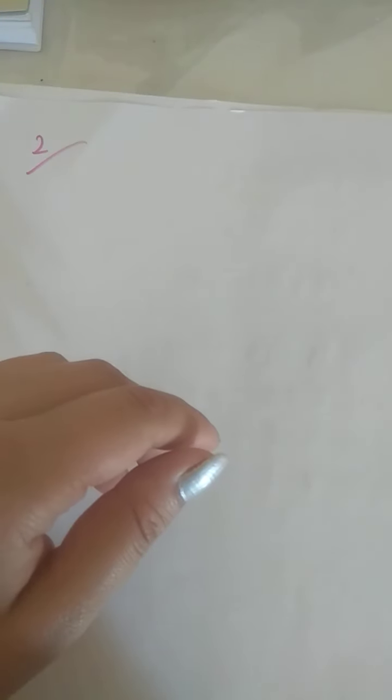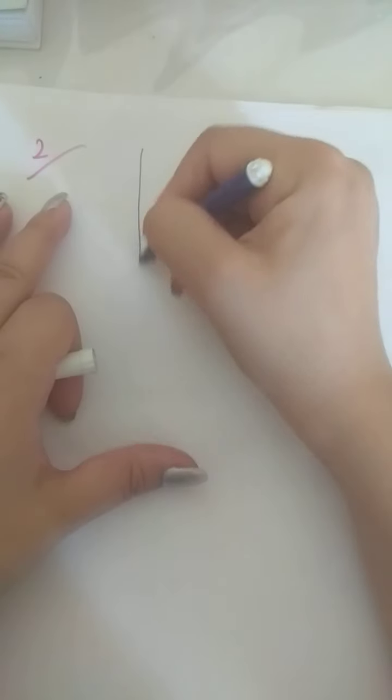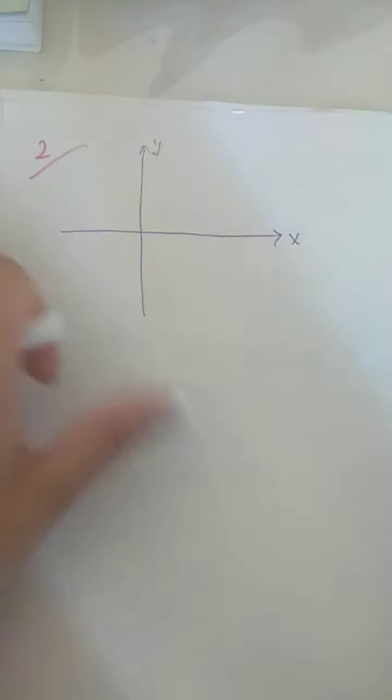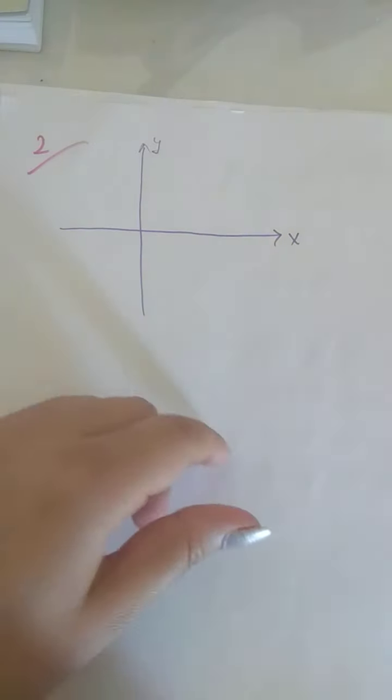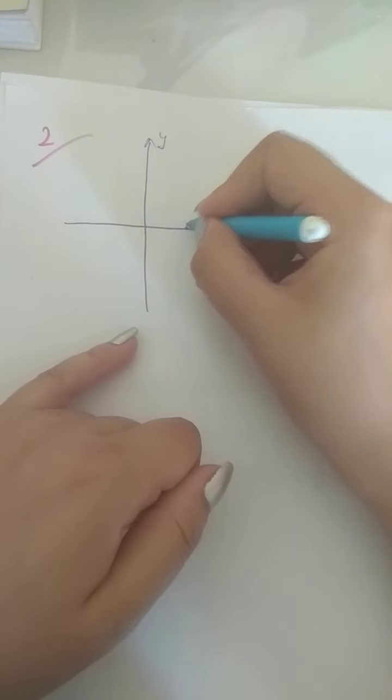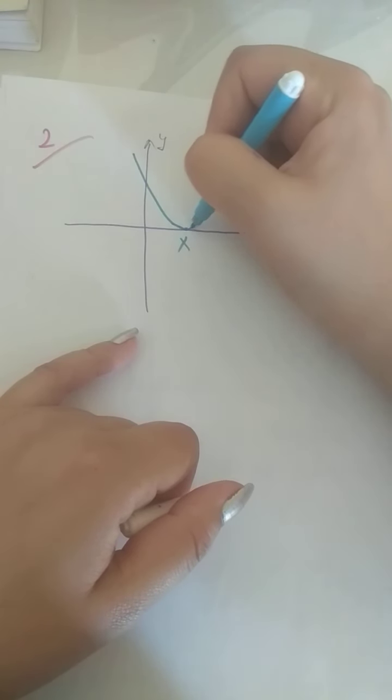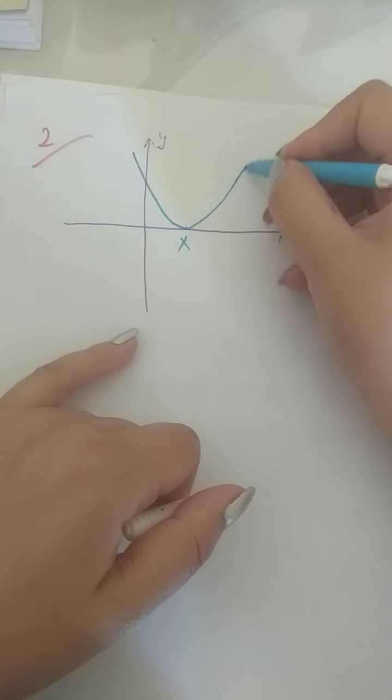The second type. If you see the graph intersect with the x-axis at only one point, the graph looks like that. For example, y-axis and x-axis here. Then let me draw the graph. For example, if x is here, then your parabola is going to be like that.